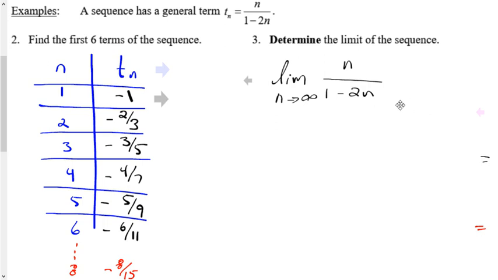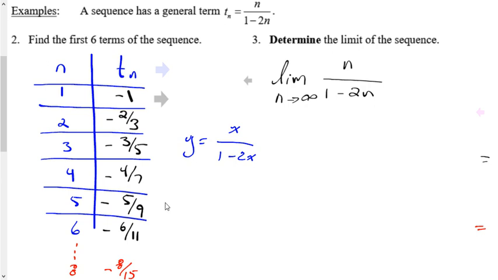Well, let's pause and think about this for a moment. As n approaches infinity, suppose instead I didn't have n's, but I thought in terms of x's, and I had some function y is equal to x over 1 minus 2x. And suppose I was to ask you, what is the horizontal asymptote?